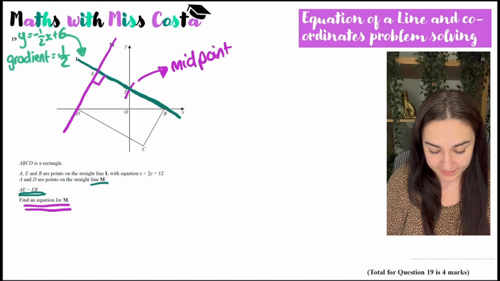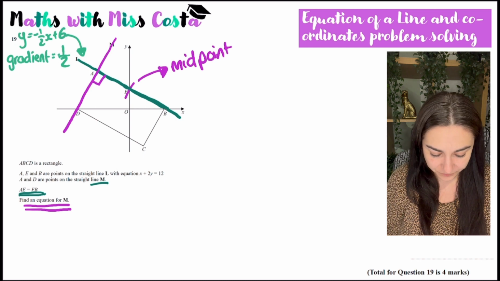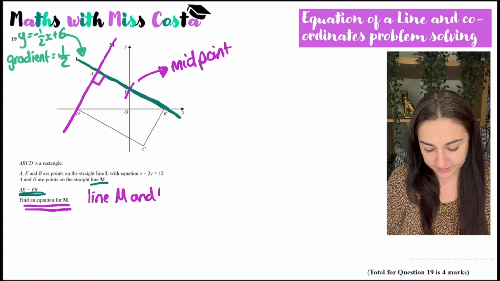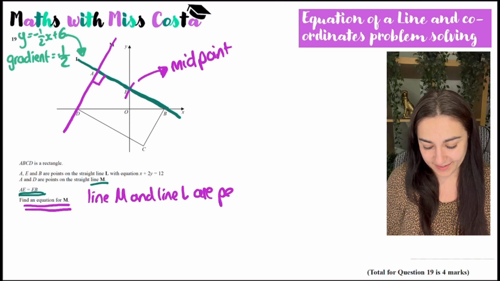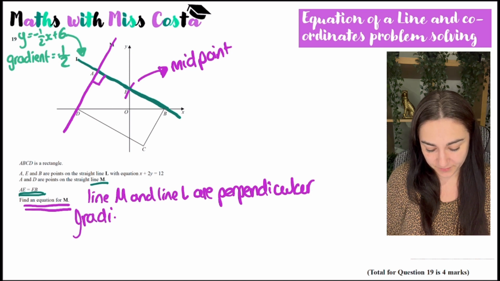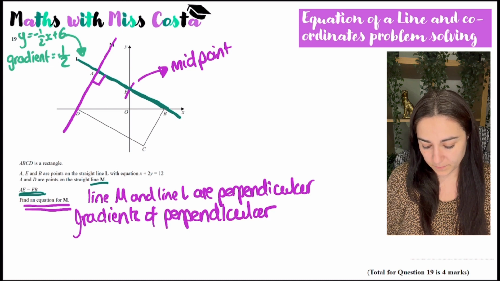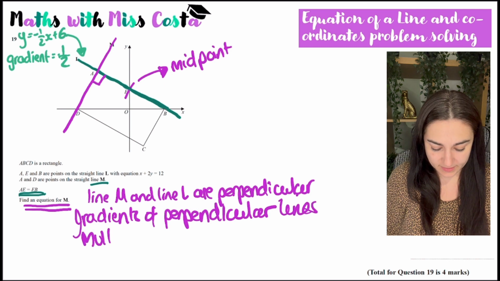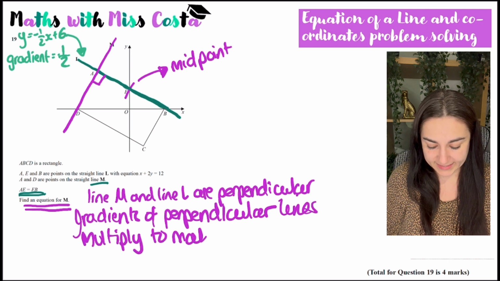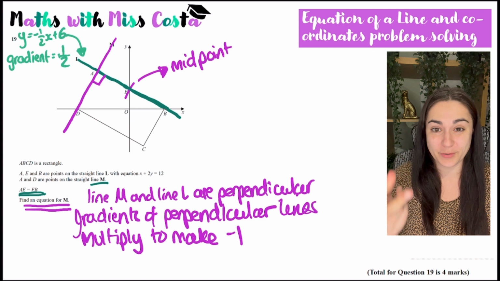How can I prove that it's perpendicular? Well, this is a right angle. I mean, this is a rectangle, so therefore its angle is going to be a right angle. So I know that line M and line L are perpendicular. And what do you know about perpendicular gradients? Hopefully you know that the gradients of perpendicular lines multiply to make -1. Okay, so either you know that, or you know that they are the negative reciprocal of each other.